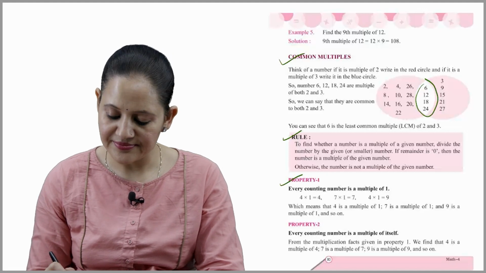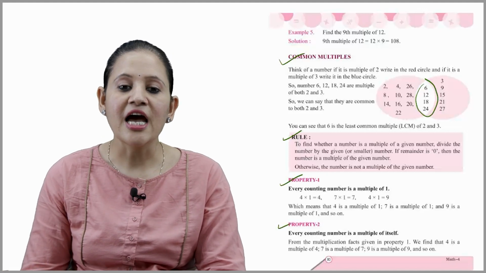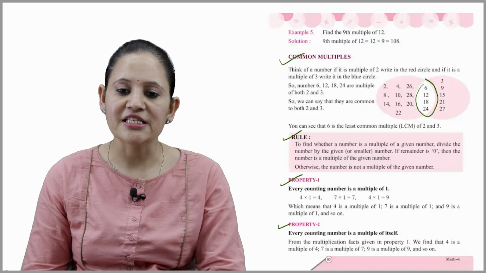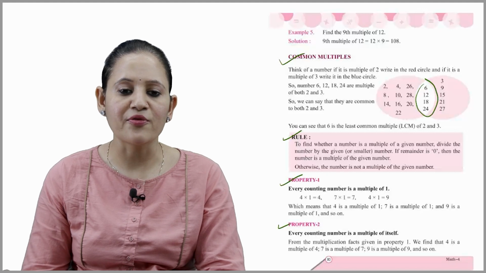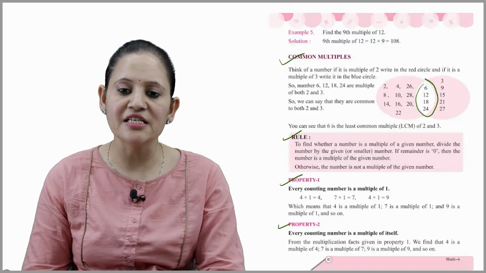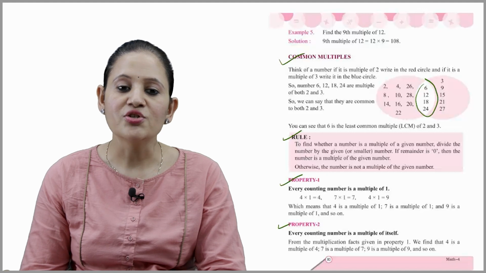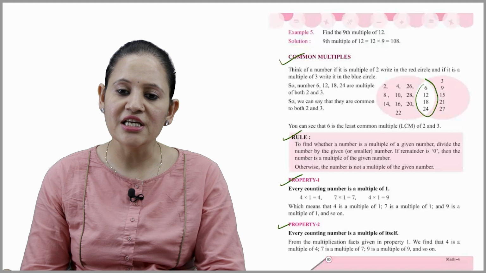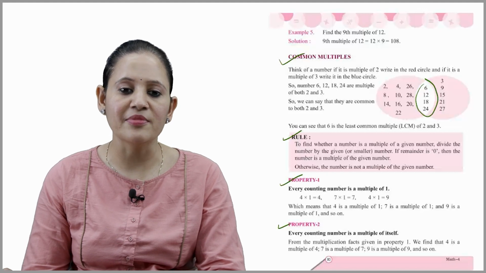Property 2. Every counting number is the multiple of itself. From the multiplication fact given in property 1, we will find out that 4 is the multiple of 4, 7 is multiple of 7, 9 is multiple of 9 and so on. So every counting number is the multiple of itself. किसी भी नंबर का जो लीस्ट मल्टीपल होगा दैट इज द नंबर इटसेल्फ.